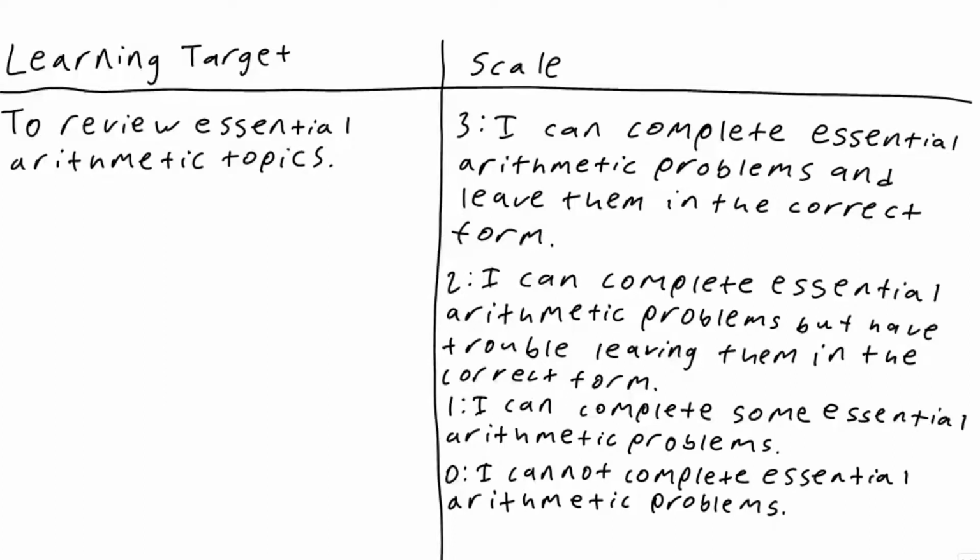A 1, you can complete some essential arithmetic problems. You can do some of them, but not others, whether or not you can put them in the correct form. And a 0, you cannot complete essential arithmetic problems.